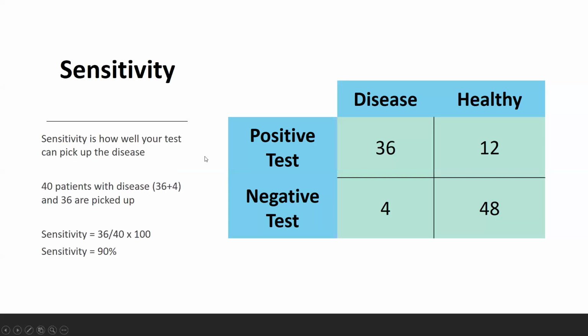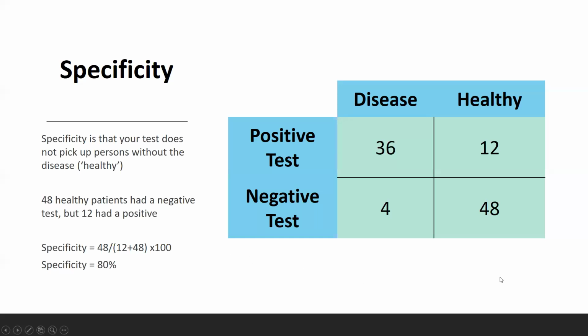So our first definition is sensitivity. And all this is how well your test can pick up the disease. So we can see that 36 patients with the disease had a positive test and 4 patients with the disease had a negative test. So seeing how well it can pick it up is 36 divided by 36 plus 4, 40, times by 100 to give a percentage. Our sensitivity for this test is 90%.